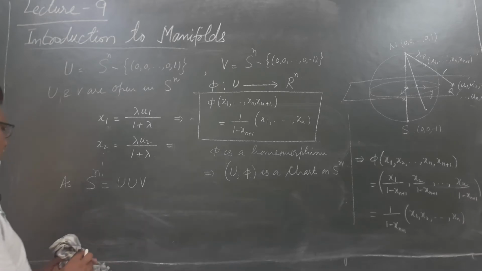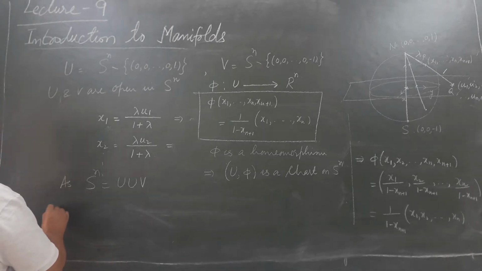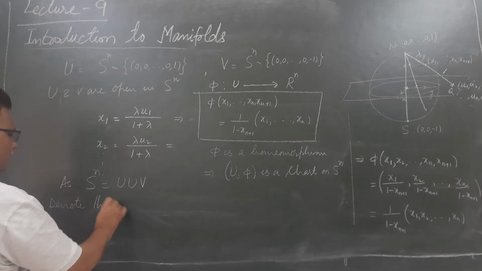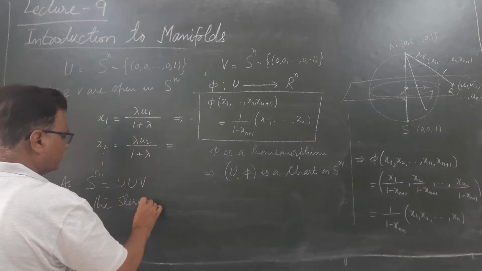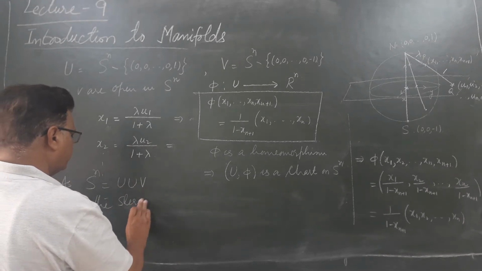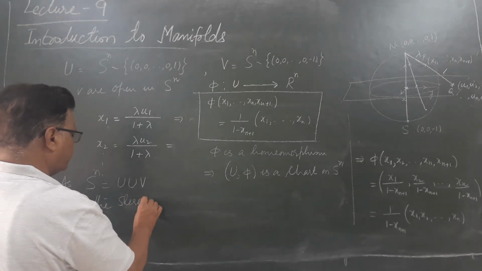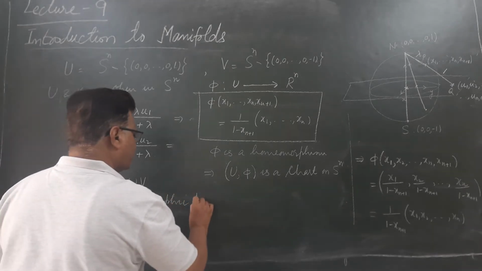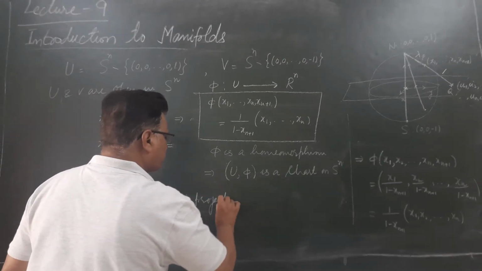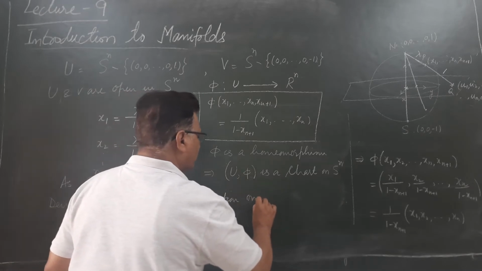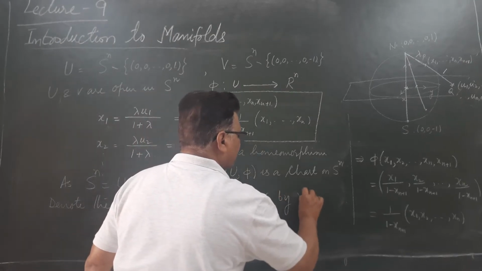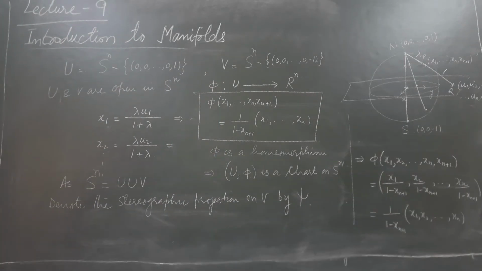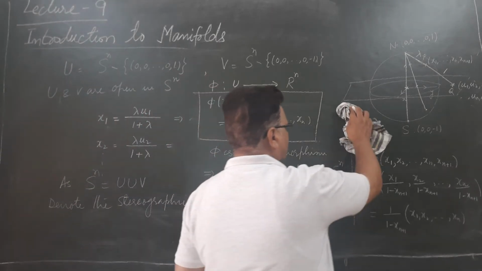Okay. So denote the stereographic projection on V by psi. So I have to get hold of psi. तो पहले तो ज्योमेट्रिकली देख लेते हैं कि psi कैसे डिफाइन होता है.